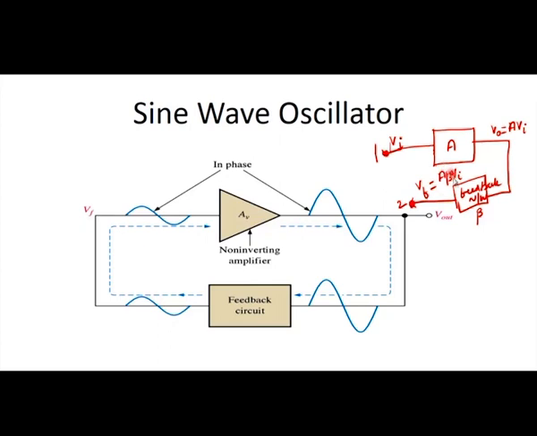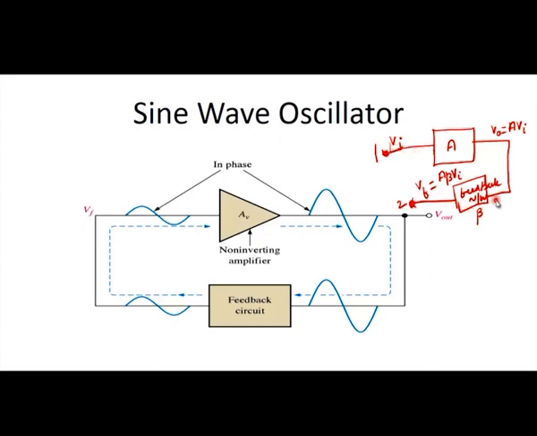Now, if you look at this equation, Vf is equal to A beta Vi. If A beta is made equal to 1, then this feedback voltage Vf will be exactly identical to the input voltage we have given to the amplifier circuit. Now, Vf is identically equal to Vi. So once the condition A beta equal to 1 is satisfied, the feedback network produces a voltage identically equal to the input voltage.